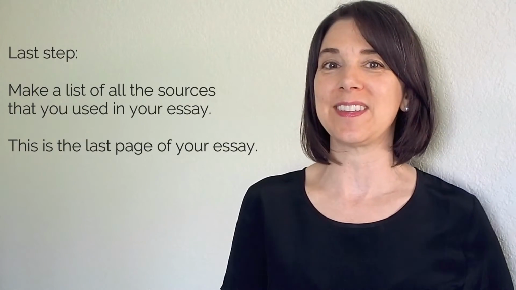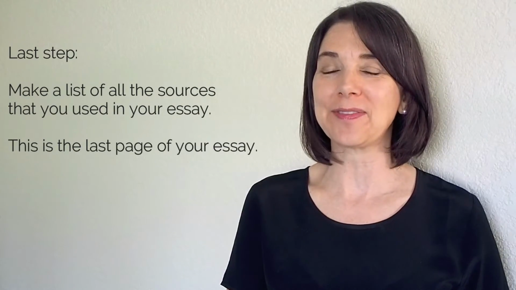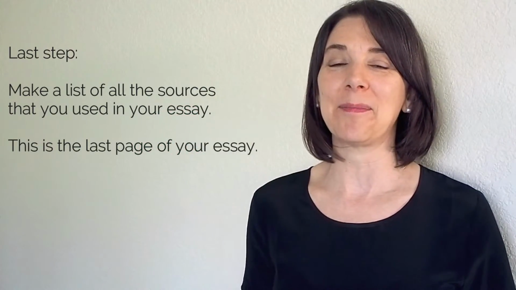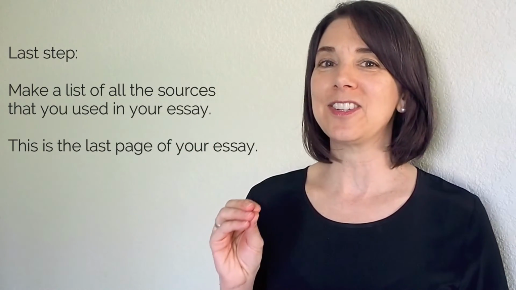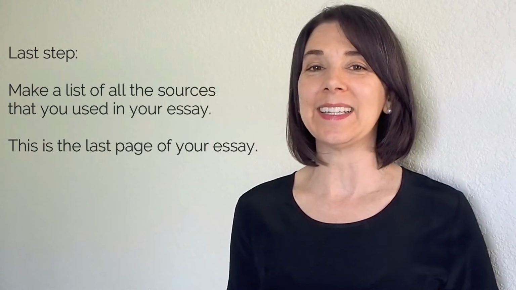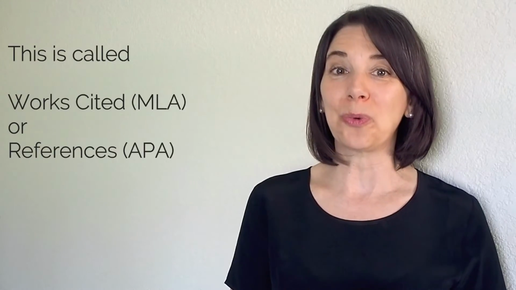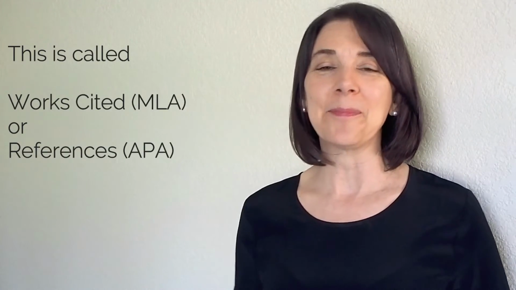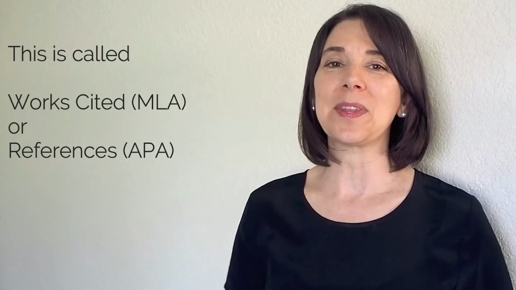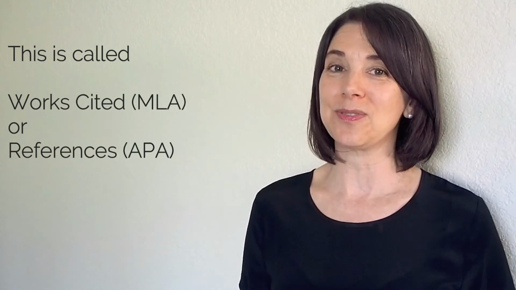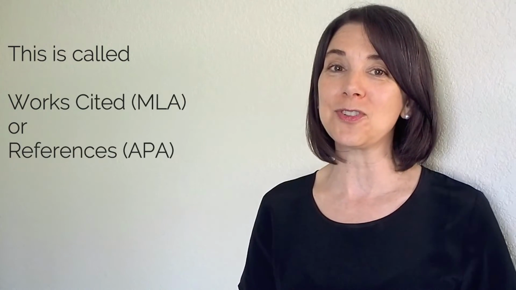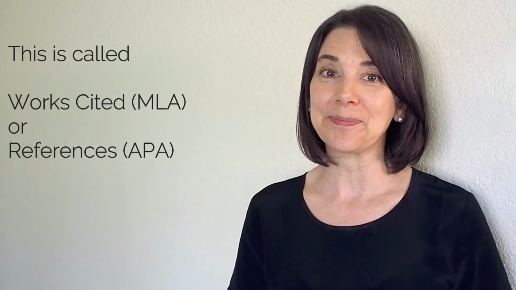The last step is that you have to take all of your sources that you used in your paragraphs and make a list of them that goes on the last page of your essay. This page is called Works Cited in MLA. It's called References in APA. There are a lot of rules for how to do that, but it is something that you can do. But I'm not going to show those to you today. I'll make another video in the future that will show you how to do that.